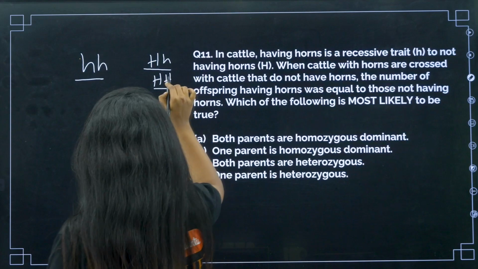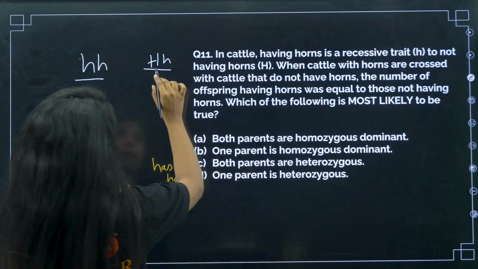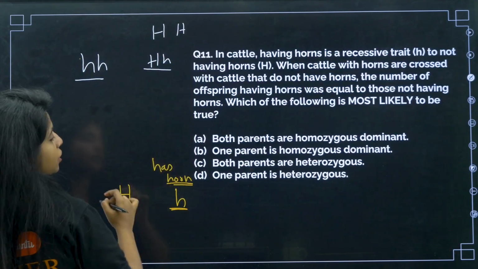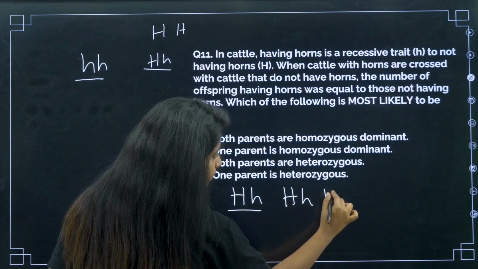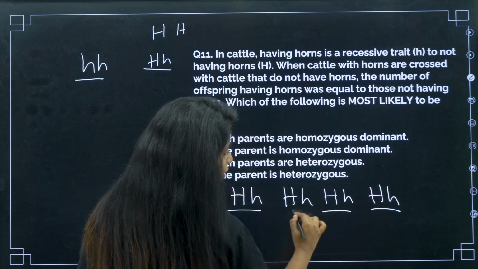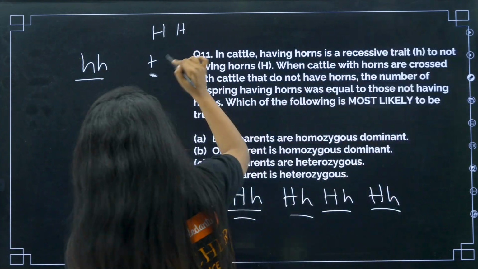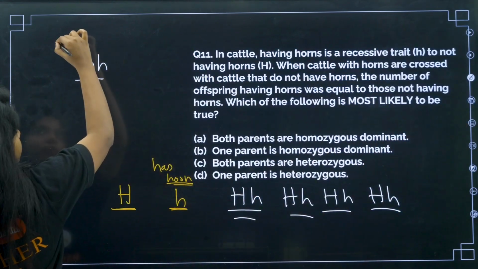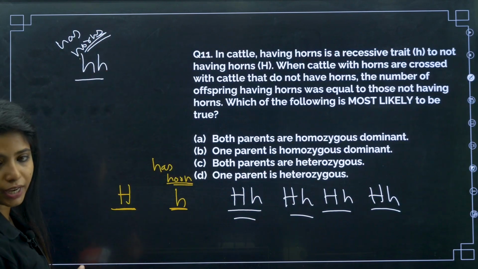I will keep the condition 1 like this. Now suppose if the parent was like this, whatever cross you do, my dear children, all of the progenies will be like this. You want to see it? I can show you. So this is fixed. The one that has horns will be always like this because it's a recessive character. So both hh should be there.